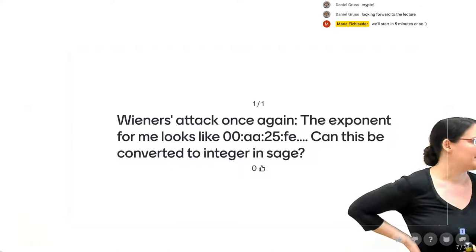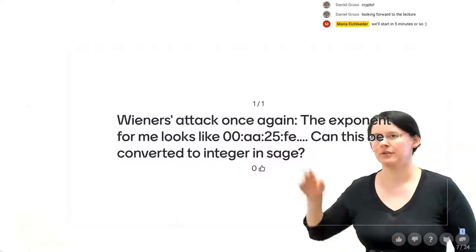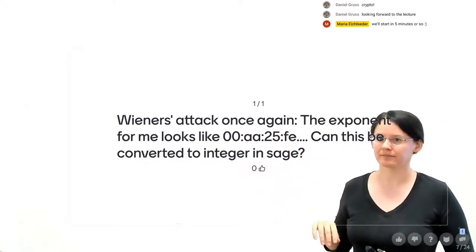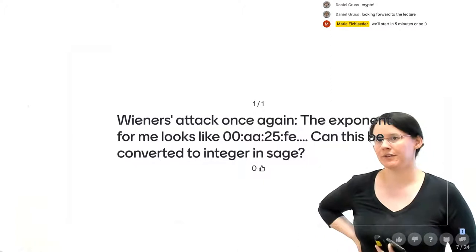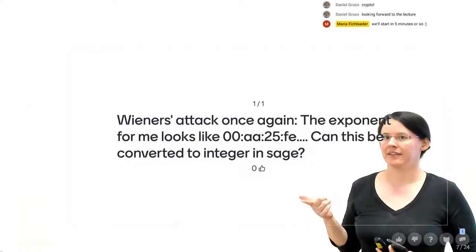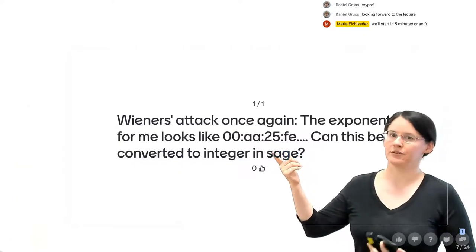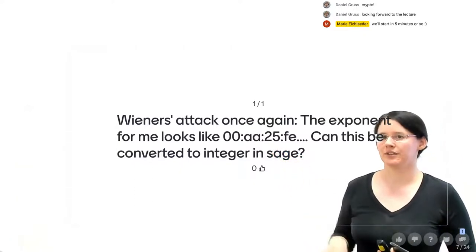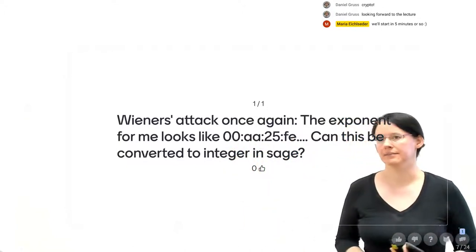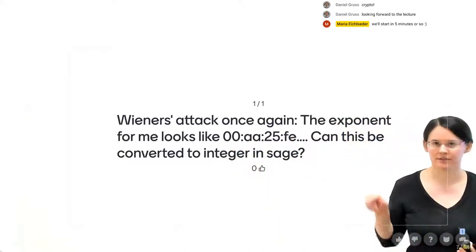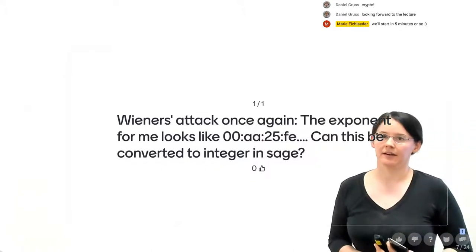Generally speaking, the integer class in Sage can import. So if you have this given as a string, it can import numbers from strings. For this, you need to give it the string and the basis of the string. So the basis of hexadecimal numbers is 16. So if you give it that, it should convert it automatically. You will probably have to remove the colons for this to work, but this could be the easiest.